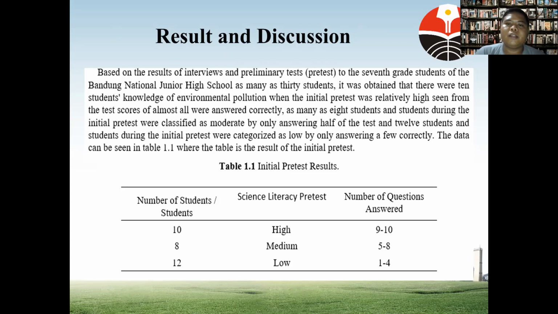questions answered correctly. Students during the initial presence who were classified as moderate only answered half of the test, and 12 students during the initial presence were categorized as low, answering only a few correctly. The data can be seen in the table, where the rows show the initial presence.